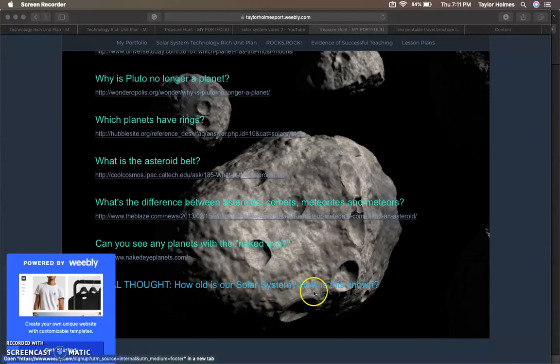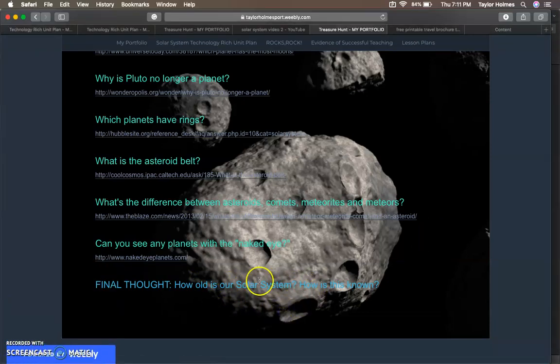The final thought is something that gets the students' minds moving, so they're not just given the information for the subject. It lets them dig into it and learn more about the subject.